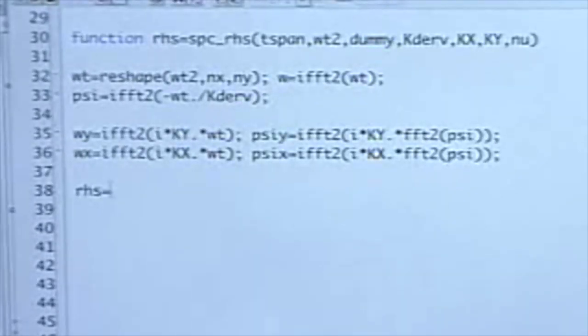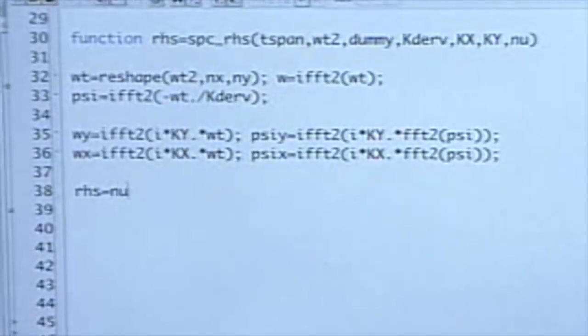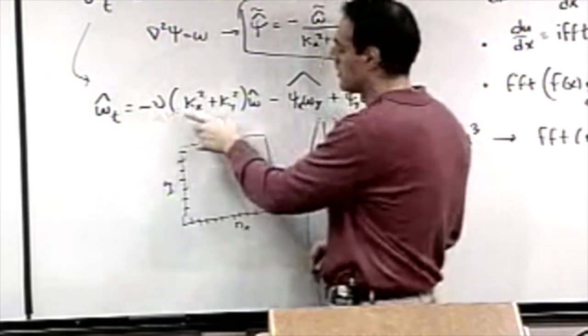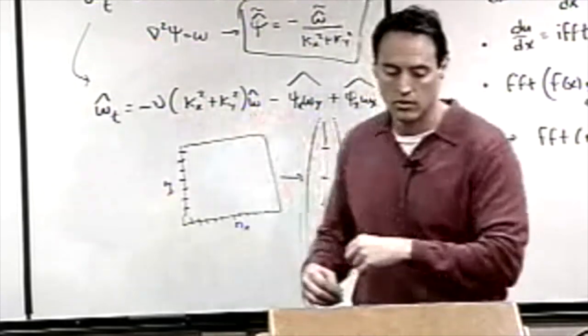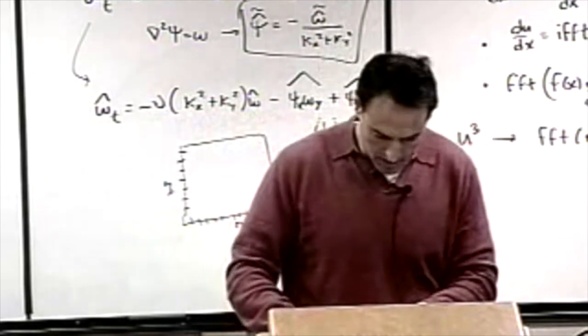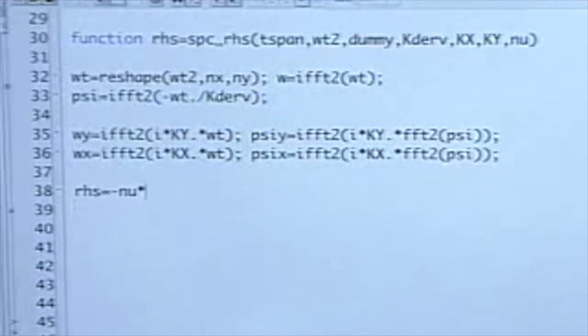The right-hand side is equal to, then, nu times... What do I have? Oh, so it's negative nu times this, my k deriv times the Fourier transform of omega. Okay, so it's minus nu times k deriv times omega. That takes care of this term.